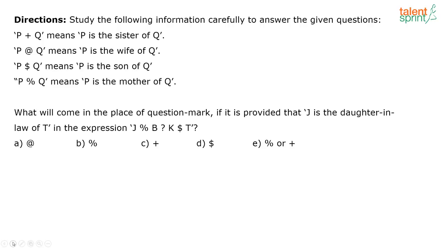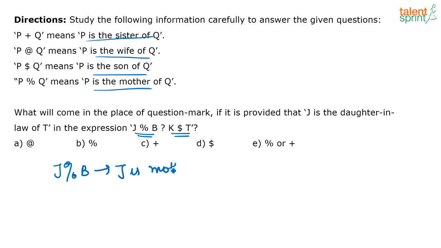So, see, this is on coded inequalities, or it's like coded blood relations, I would say. You cannot say inequalities, because it's basically blood relations with coding, with symbols. So what do you do here? See, they have given J percentage B. What does J percentage B mean? J is the mother of B. So let us draw the diagram. You have J, you have B, and J is the mother of B and J is a female. Okay, I have written that. Now you have to find out what is the relationship between B and K. They have also given that K dollar T.